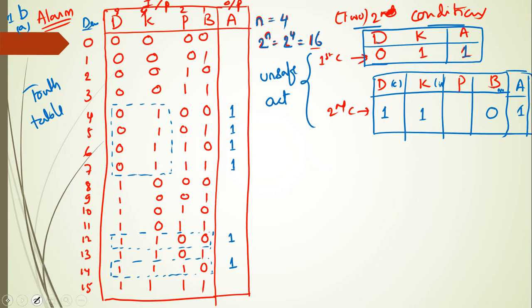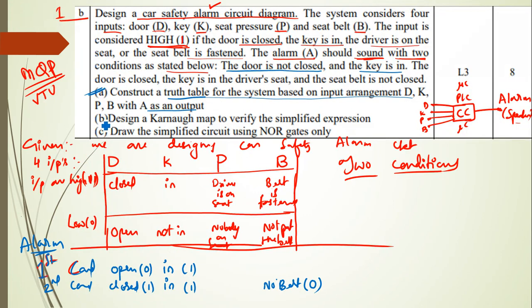Let us go to the next question. What they are asking is: design a Karnaugh map to verify the simplified expression. A Karnaugh map, or K map, is possible only when we have a truth table. We should have a truth table to draw a K map. So what is the truth table we have? This is the truth table we have.